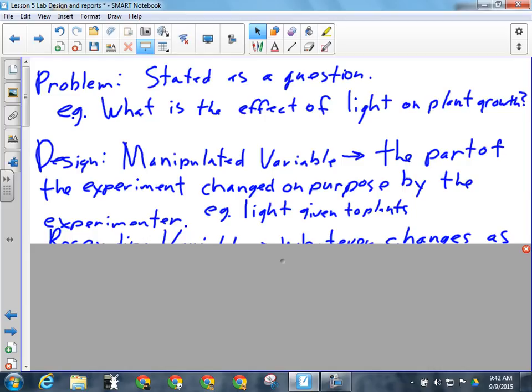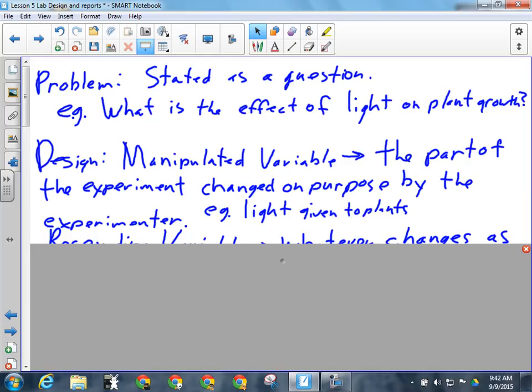So you can often look at the problem, and the problem will tell you what the manipulated and responding variables are. Our problem said, what's the effect of light on plant growth? So light is the thing we're changing because we want to see its effect on the responding variable, plant growth. So you can almost always look at the problem and know the first two variables.